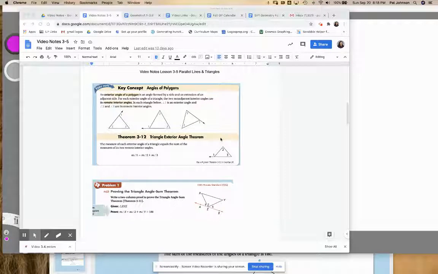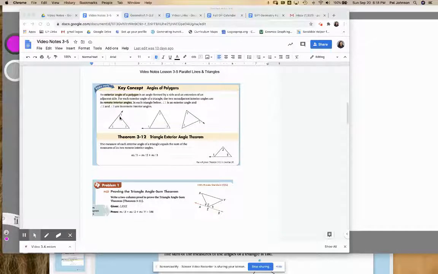Now let's look at a key concept, which has our other two vocabulary words. An exterior angle of a polygon is an angle formed by a side of the triangle, like right here, and an extension of the adjacent side. So this side is adjacent, so it's an extension. So this angle right here is called the exterior angle of a polygon. And we're not restricted to just triangles.